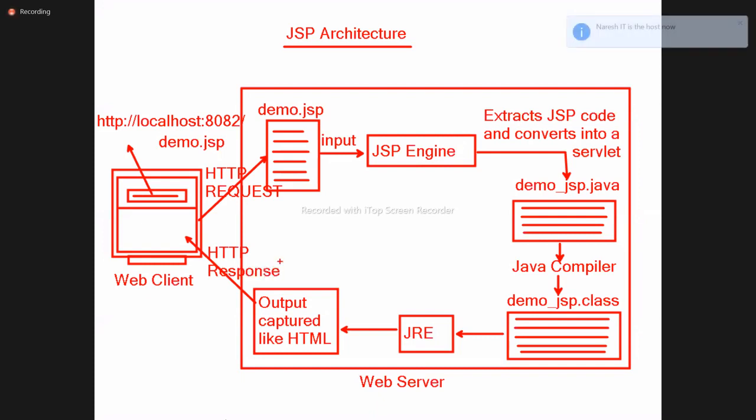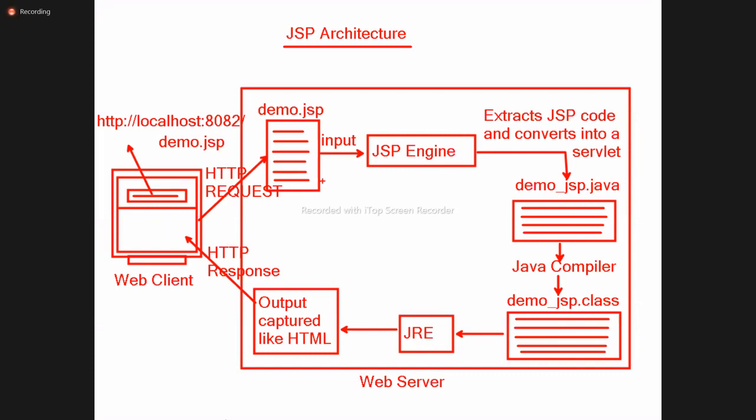Okay. Now, this is the architecture. First, we'll write the JSP program, we'll deploy, and we'll send the request. Then your JSP is converted into a Servlet by the engine. That is compiled by the Java compiler, and a .class file is generated. That is executed under JRE. Then the output is captured like HTML, and transferred to the browser.